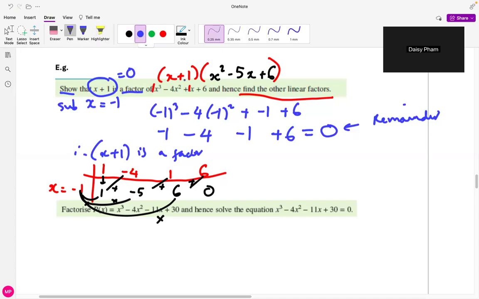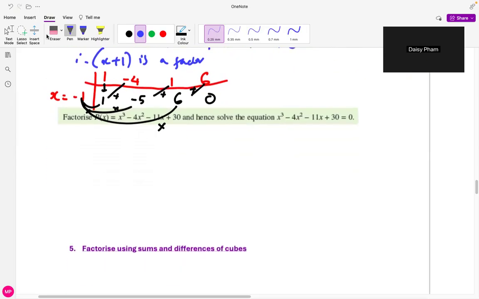And finally, I can factorize x squared minus 5x plus 6. Two numbers that add together to equal negative 5 and multiply to equal 6, which are negative 2 and negative 3. So I write x plus 1, x minus 2, x minus 3.